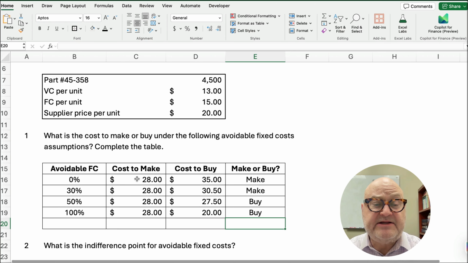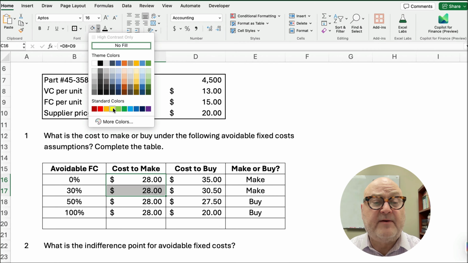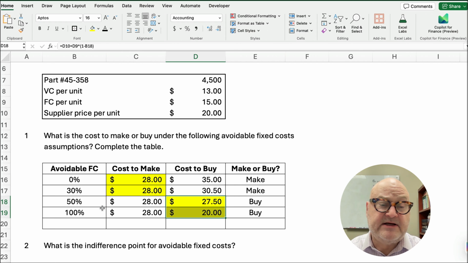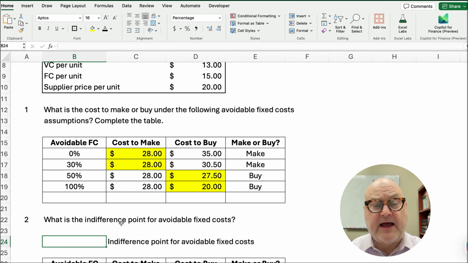Now watch. It's cheaper to make when we have the first couple here. And so we're going to make at 0% avoidable fixed cost, at 30% avoidable fixed cost. It's cheaper to buy at the $27.50 and the $20. So at some point in between 30 and 50, we're going to have an indifference point. Now, how do we calculate the avoidable cost at the indifference point, between the 30 and the 50?